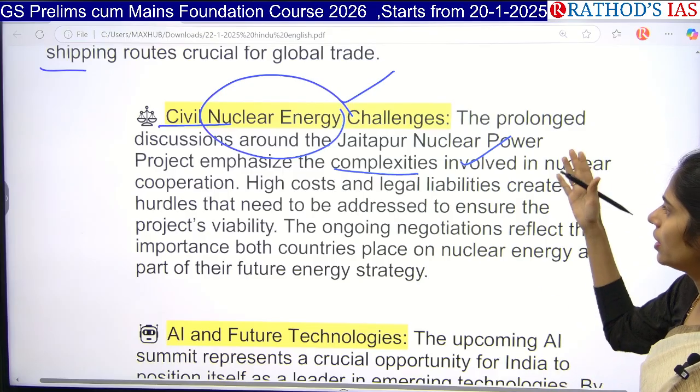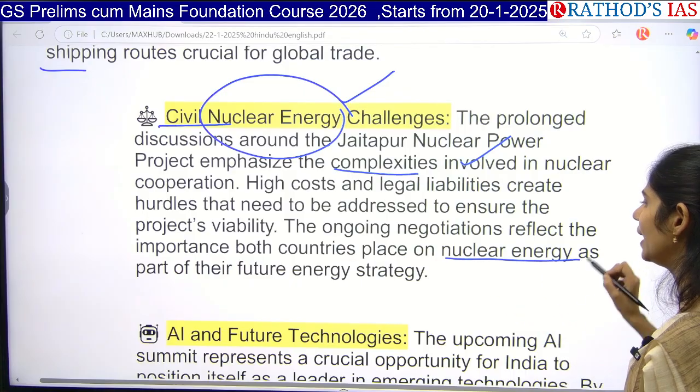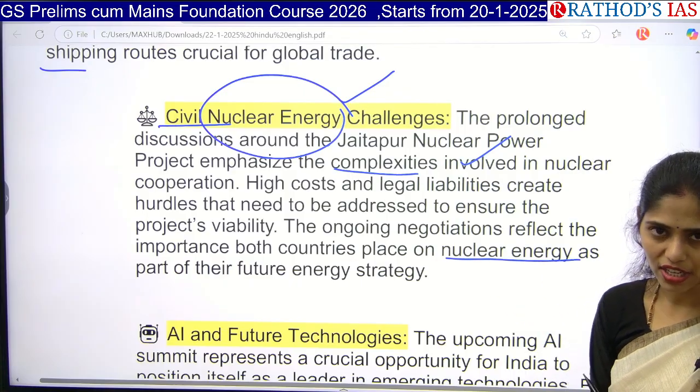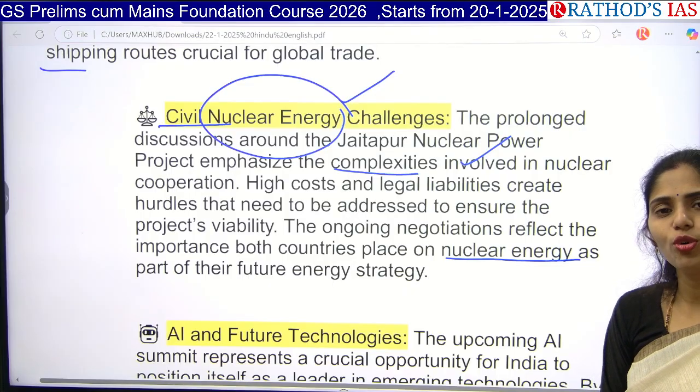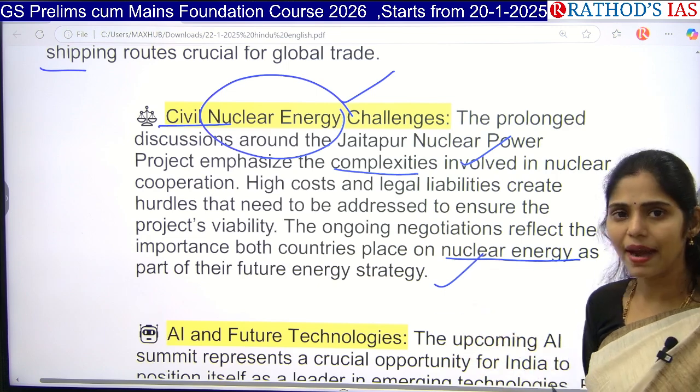So if you have this cooperation between these two countries, we can place nuclear energy as a part of future energy strategies. If you want to harness more energy from nuclear, then we need to have this kind of partnerships.